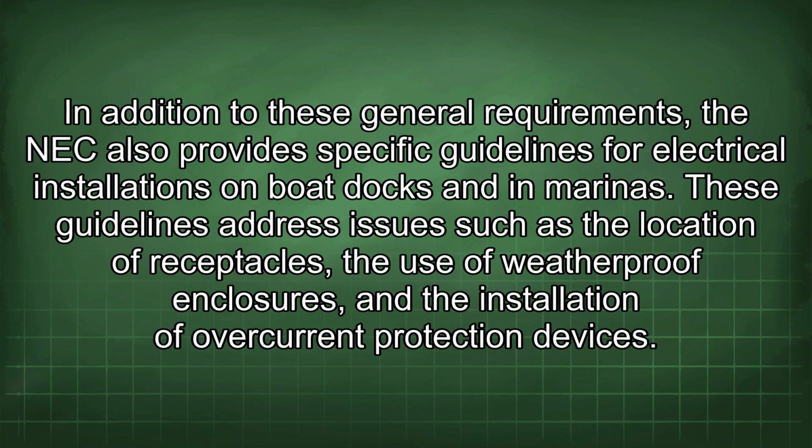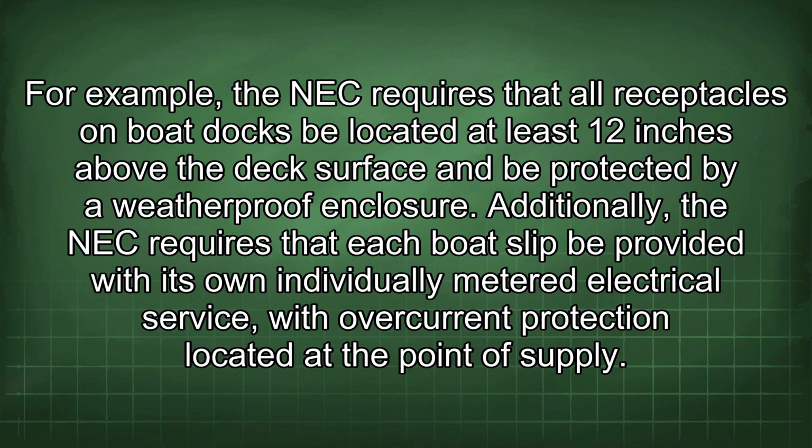In addition to these general requirements, the NEC also provides specific guidelines for electrical installations on boat docks and in marinas. These guidelines address issues such as the location of receptacles, the use of weatherproof enclosures, and the installation of overcurrent protection devices. For example, the NEC requires that all receptacles on boat docks be located at least 12 inches above the deck surface and be protected by a weatherproof enclosure. Additionally, the NEC requires that each boat slip be provided with its own individually metered electrical service, with overcurrent protection located at the point of supply.